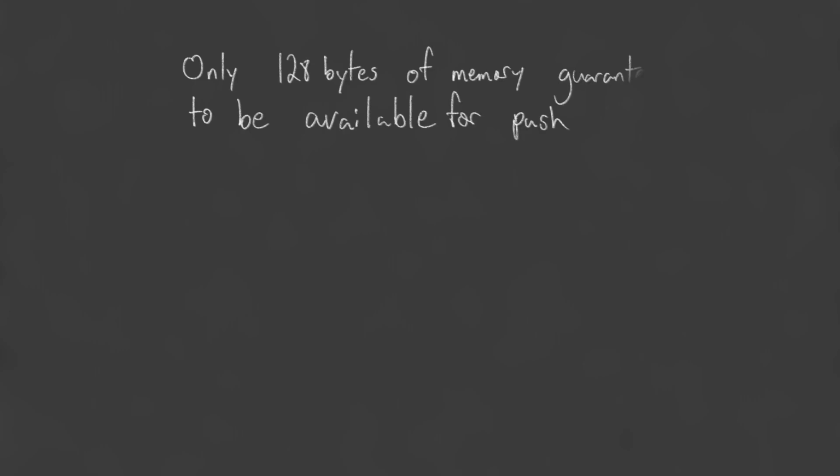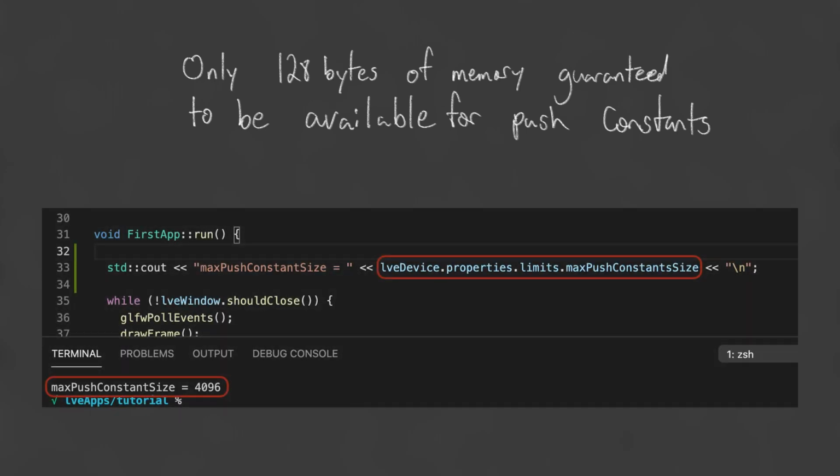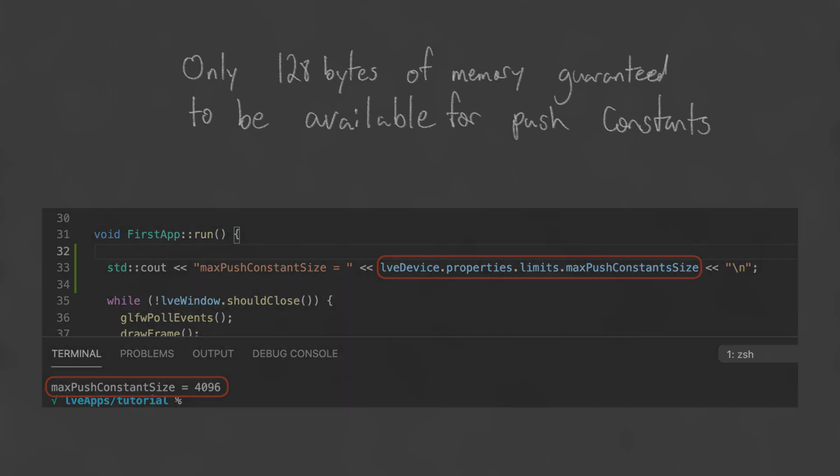Push constants have one major drawback, and that's their limited size. The Vulkan spec only guarantees 128 bytes of space. Some devices may provide more space, which can be checked using the maxPushConstantsSize variable.